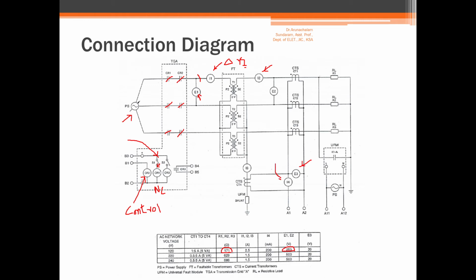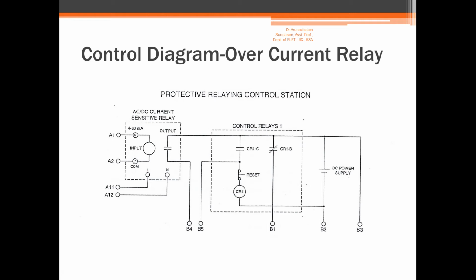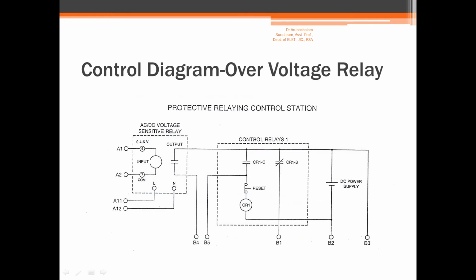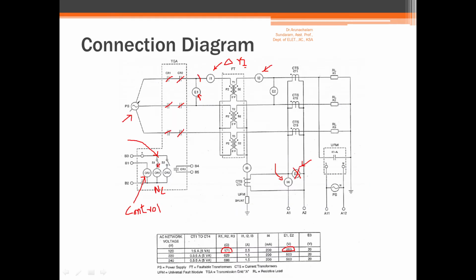So in the first part of the experiment, the relay that we are going to use is an overcurrent relay. So we should not connect this voltmeter. This point is very important, because in this experiment we can use a current sensitive relay or we can use a voltage sensitive relay. So in the first part of the experiment, we are going to use current sensitive relay, and you should not connect the voltmeter.